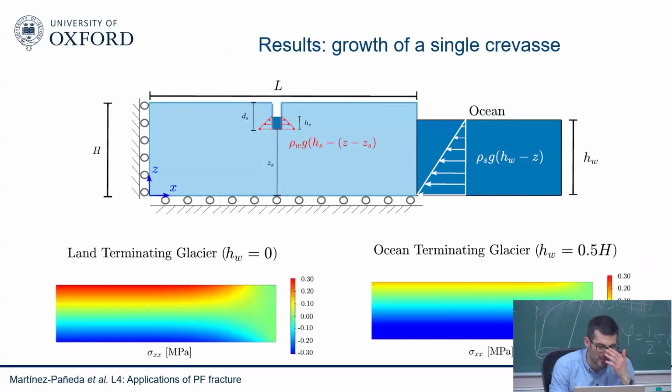And then we model a number of problems. So the first one, we're looking into the growth of a single crevasse. So this is the problem that you have, basically. This is the simplest boundary problem you can think of in 2D. So you have this ice sheet. Then you have the ocean here.